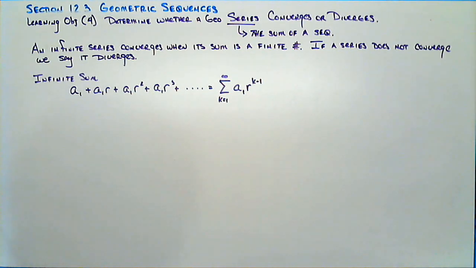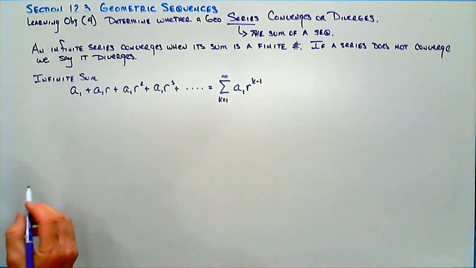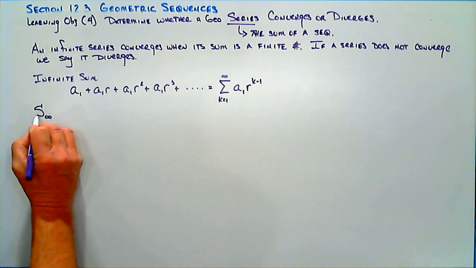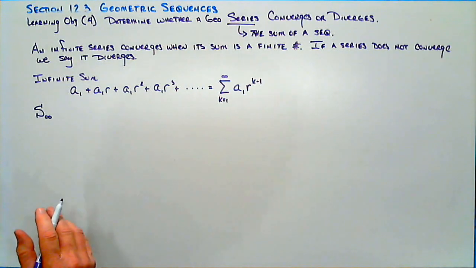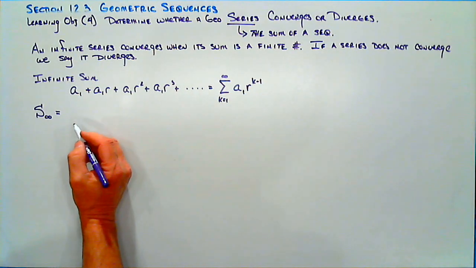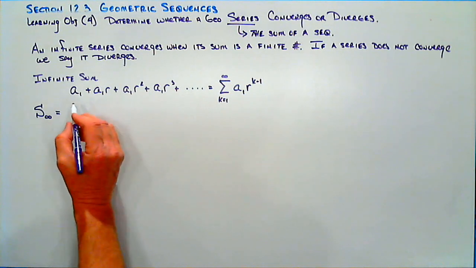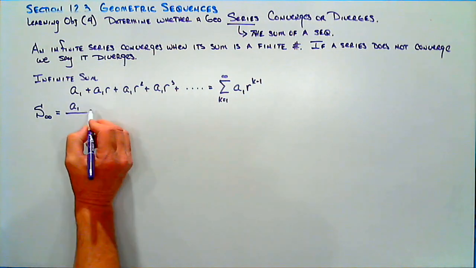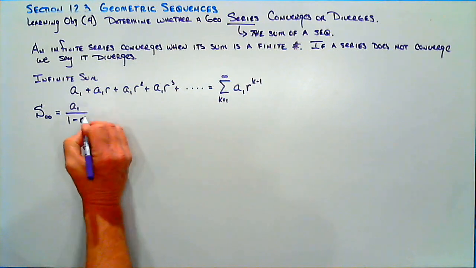I'm not going to develop this proof. I'm not going to take the time to do that. I'm going to give you the formula that says this: the sum of an infinite number of terms of a geometric series equals a, our first term, divided by 1 minus r.